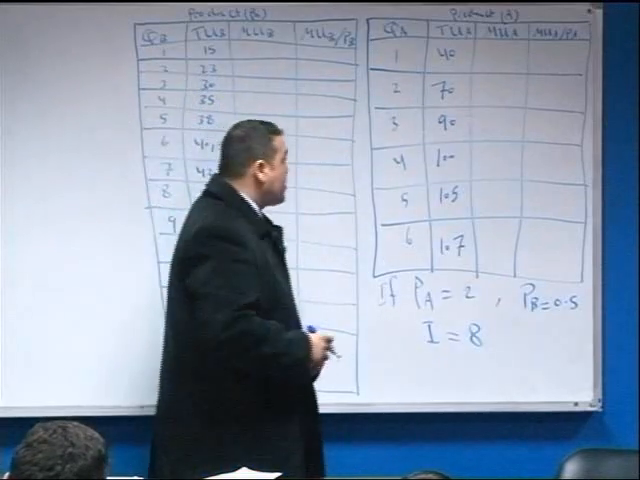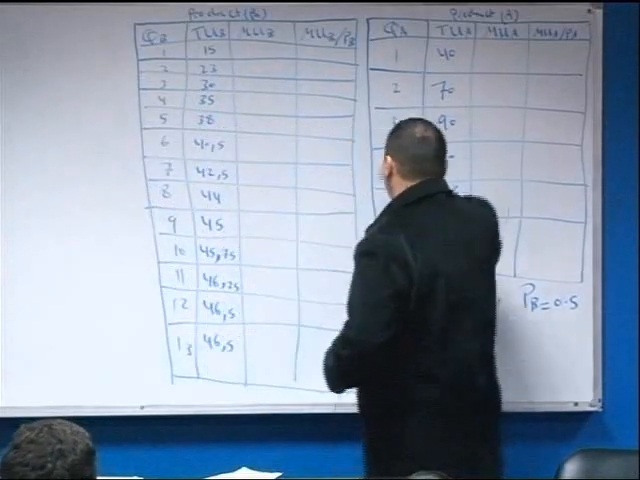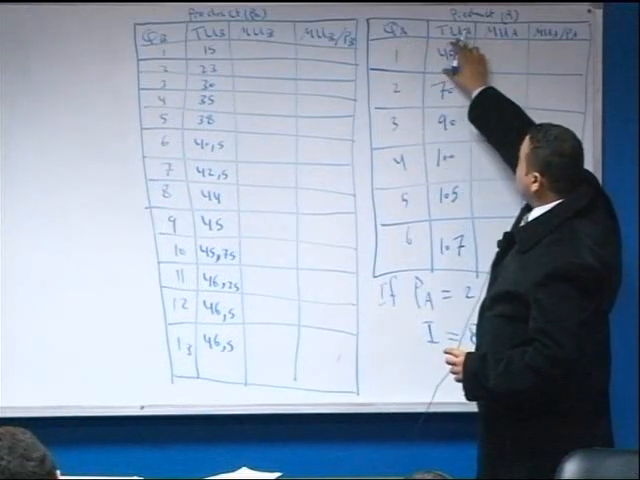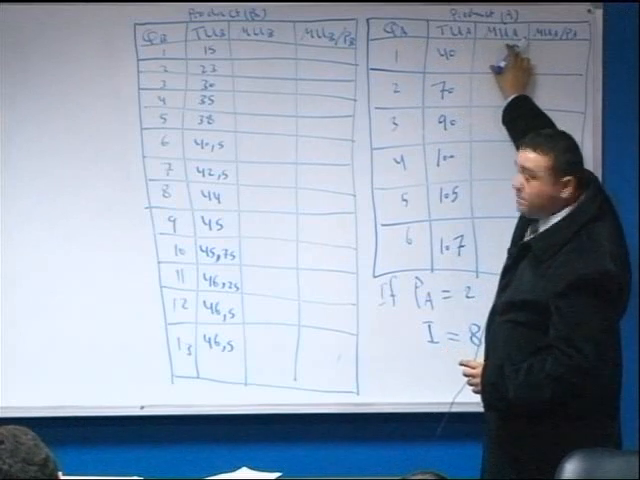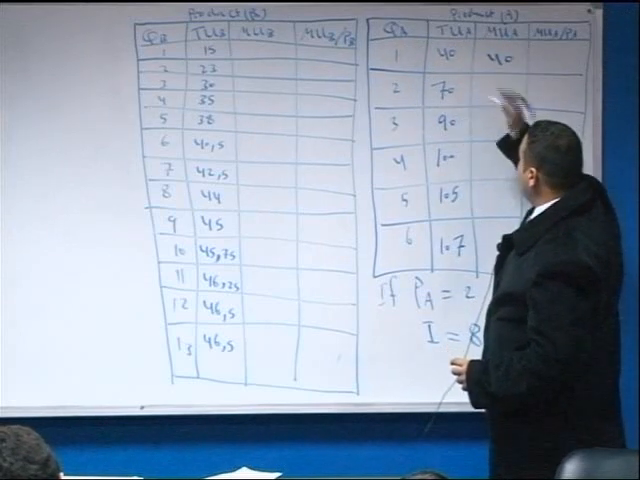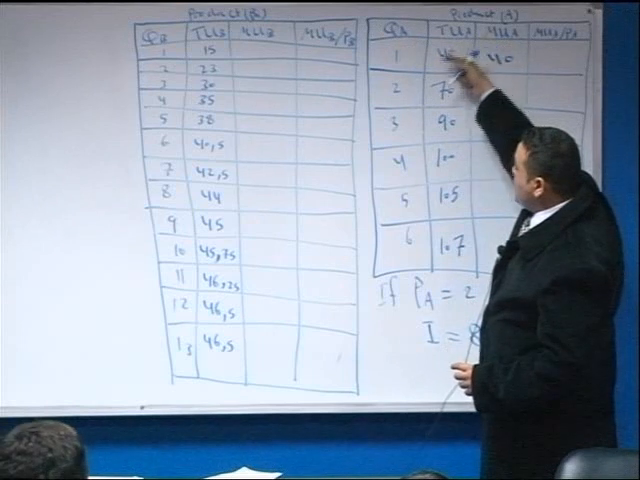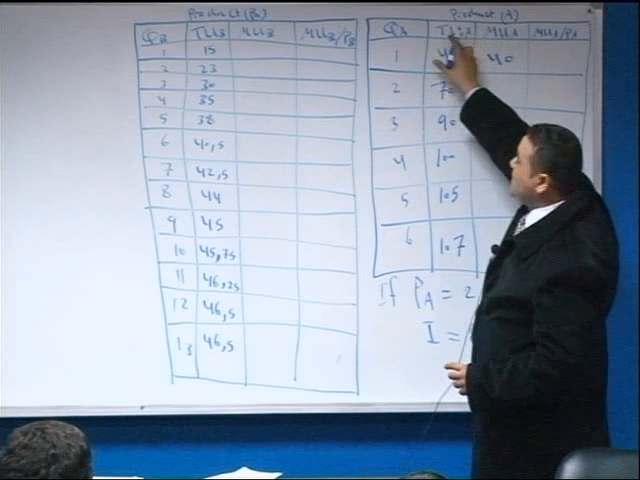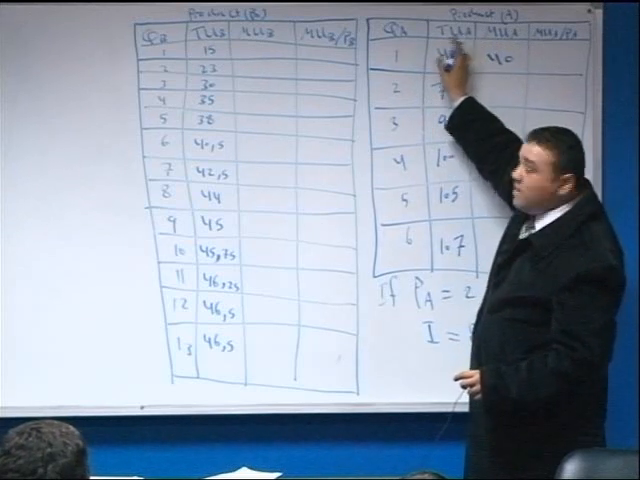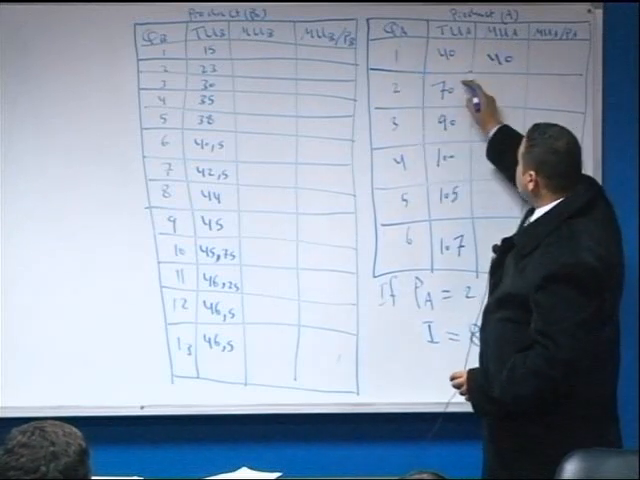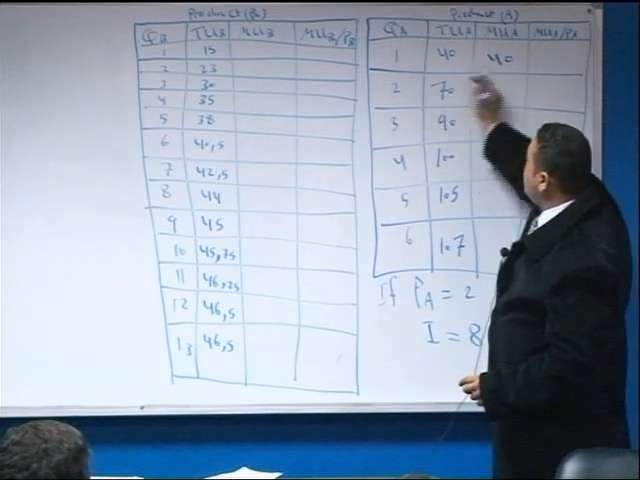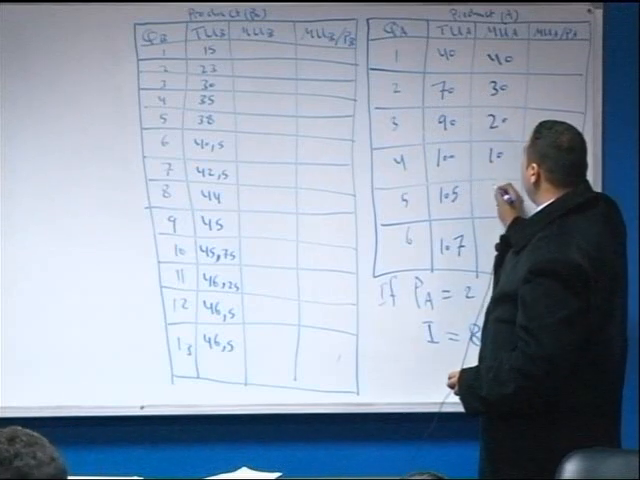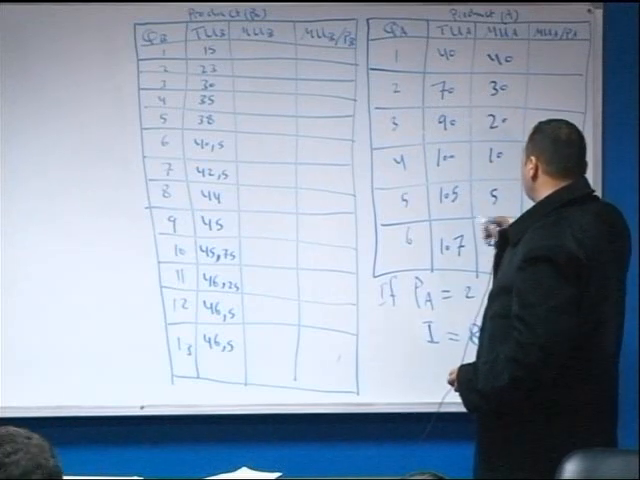So let's start to calculate the marginal utility of A. At point 1, the total utility equals the marginal utility of A, so 40. Then 70 minus 40 over 2 minus 1. As you know, MUA equals delta TU A over delta Q. So 30, 20, 10, 5, 2. Right?